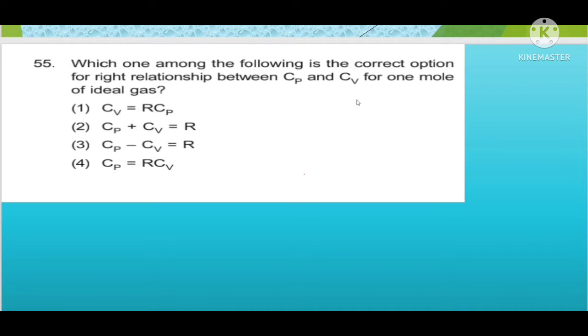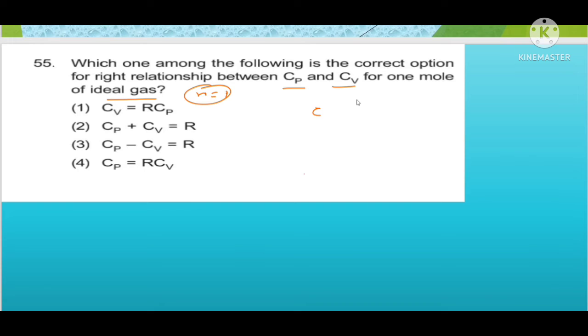Now let us see the 55th question. Which one among the following is the correct option for the right relation between Cp and Cv for 1 mole of an ideal gas? That means n equal to 1. For 1 mole of an ideal gas, what is the relation between Cp and Cv? Which is also present in the intermediate first year question also for 4 marks.